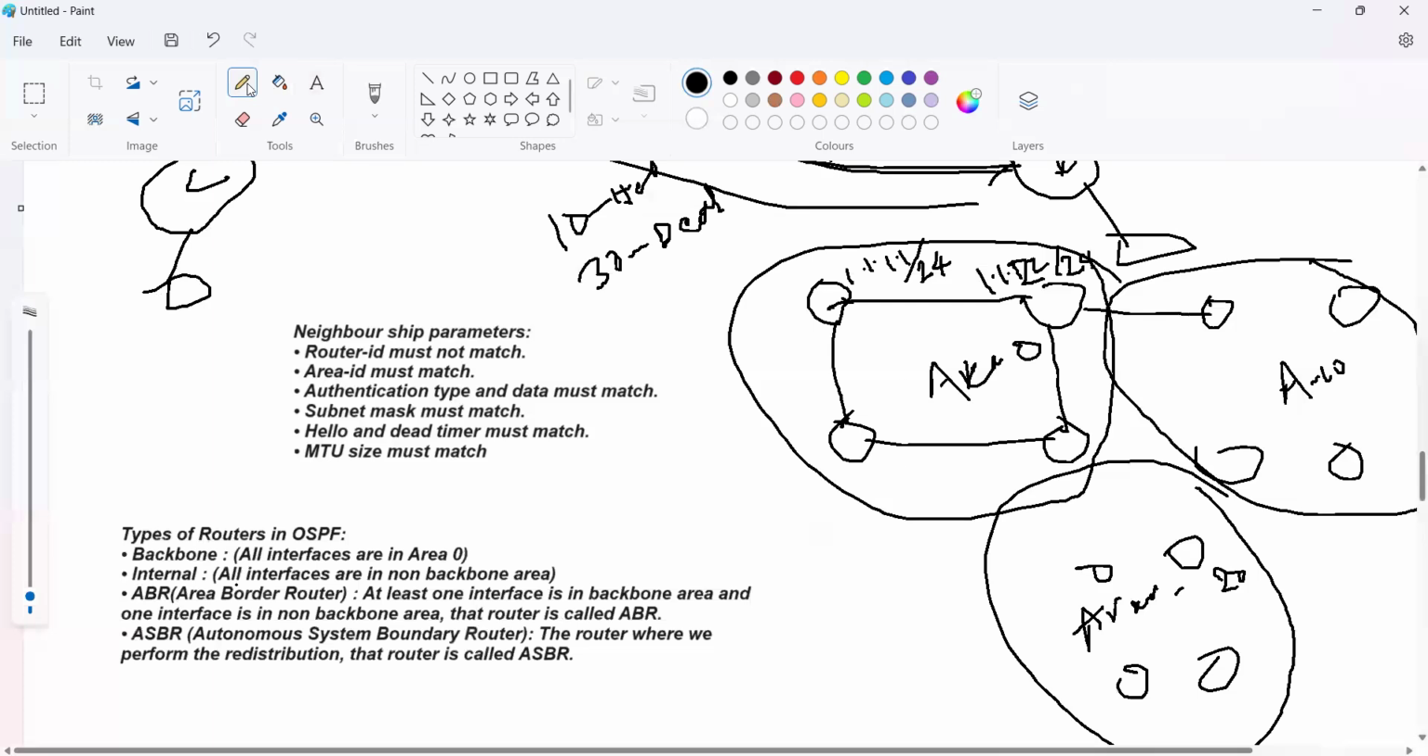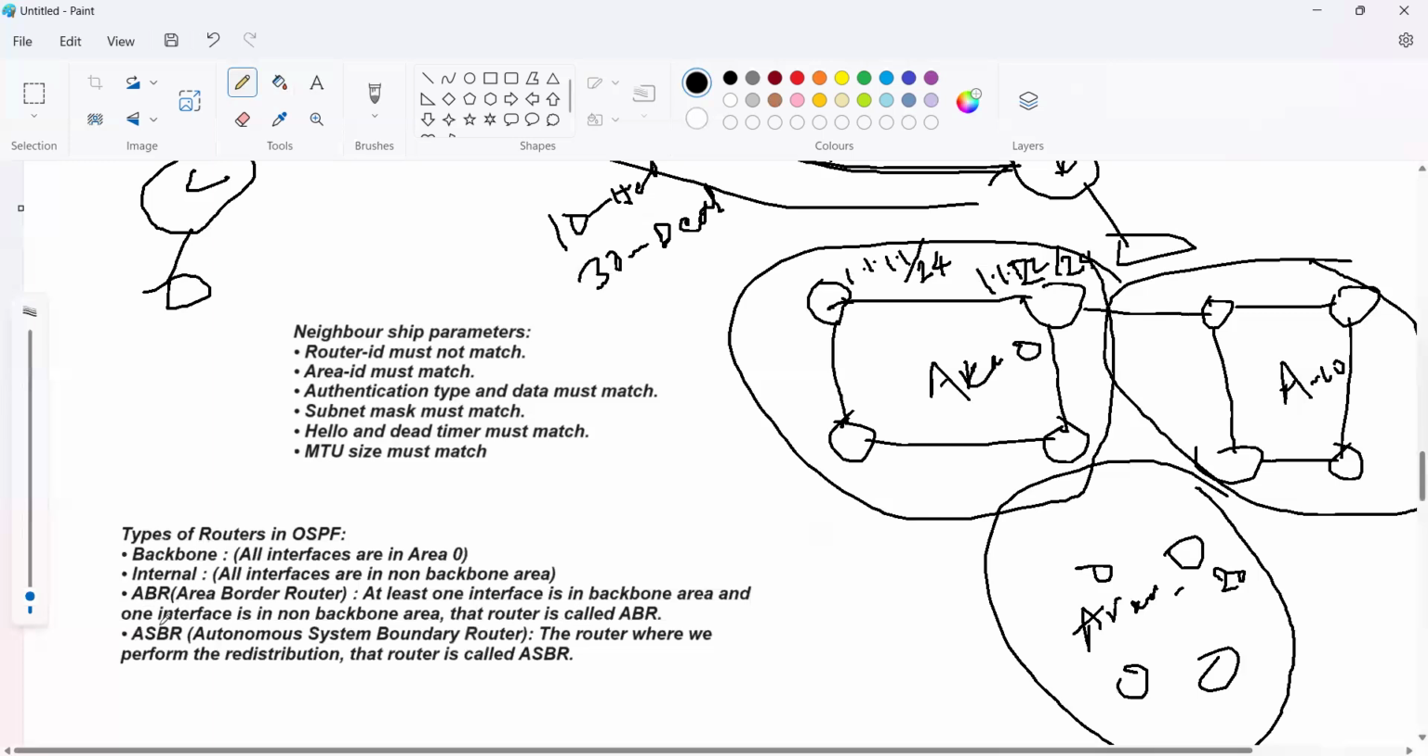Internal routers: all interfaces are in a non-backbone area. So this is a non-backbone area, you can assume. And the ABR router: at least one interface is in the backbone area and one interface is in a non-backbone area. That router is called an ABR router.